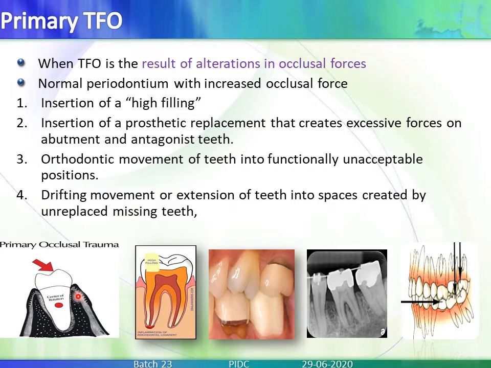So what is this change which could occur? When could there be an increased occlusal force? As I told earlier, it could be because of the insertion of a high filling, or the insertion of a new prosthetic replacement that has created excessive force on the abutment as well as the antagonistic teeth, or orthodontic movement into functionally unacceptable positions, or drifting or extension of the teeth into spaces created by unreplaced missing teeth. These could result in primary trauma from occlusion.